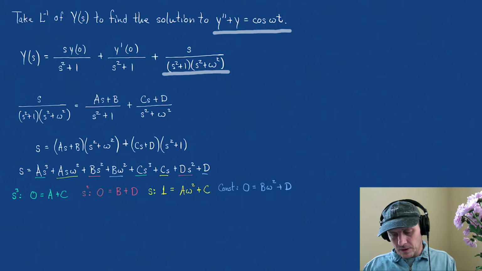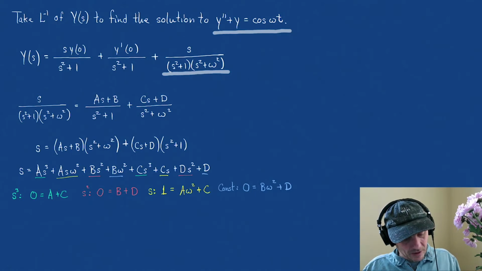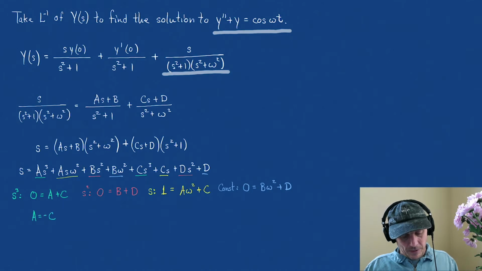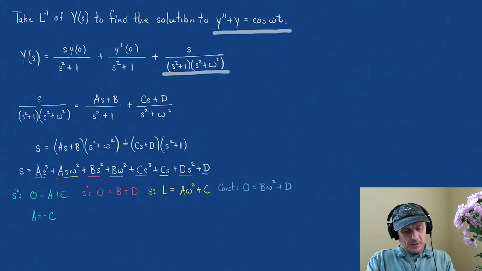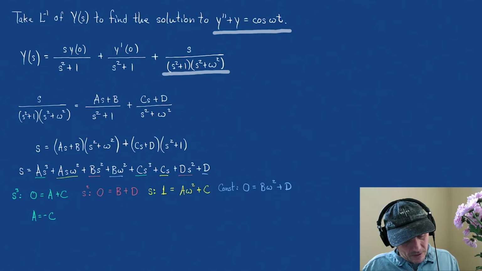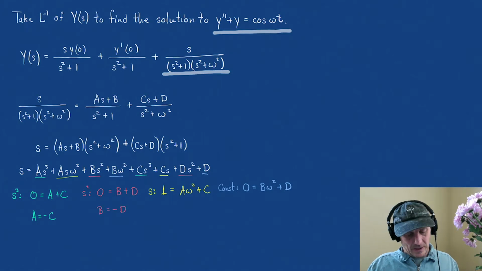Okay, let's start working through these. The first one, A plus C equals 0, is the same as saying that A is equal to minus C. And we have another one like that. We have this red one here, and this would say that B is equal to minus D. Okay, I think we're making some progress here.